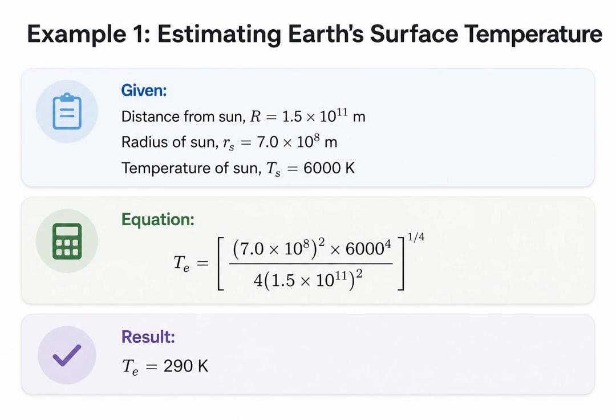Using the equilibrium formula we just derived, let's estimate the Earth's surface temperature. We are given the Earth's distance from the Sun as 1.5 times 10 to the 11th meters, the Sun's radius as 7.0 times 10 to the 8th meters, and the Sun's surface temperature as 6,000 Kelvin. We plug these values into our derived equation. By squaring the Sun's radius, multiplying by the Sun's temperature to the fourth power, and dividing by 4 times the square of the distance, we get the Earth's temperature to the fourth power. Taking the fourth root of this result gives us an estimated Earth temperature of 290 Kelvin.